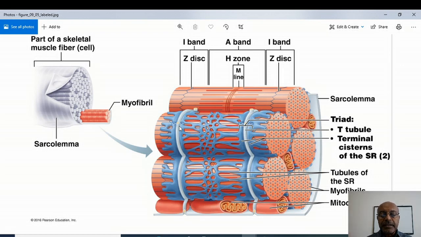By the way, here is also a tube which is part of this sarcoplasmic reticulum. This tube, which is by the side of the transverse tubule, the white one is transverse tubule.